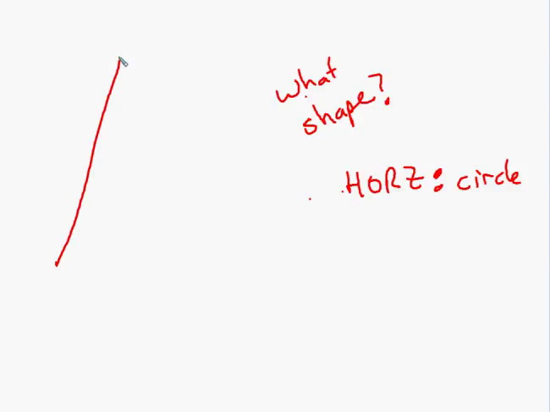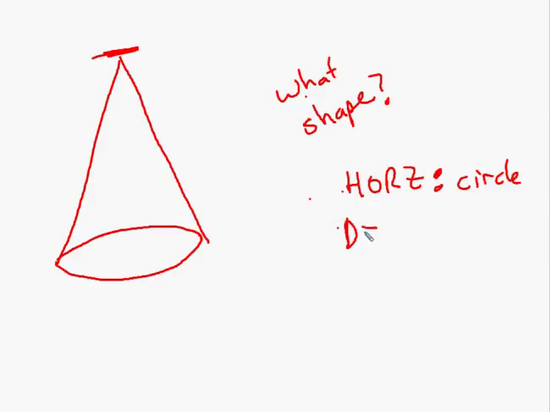And if I sliced it at the top, I would get just a point, right? If I sliced it right here, boom, right at the top, I'd get a point. And if I took that horizontal plane and kept going up my cone, my circle gets smaller and smaller. Now, if I sliced it diagonally, I would get an ellipse.